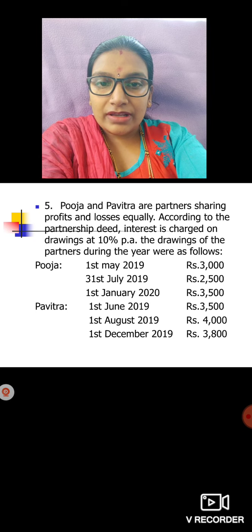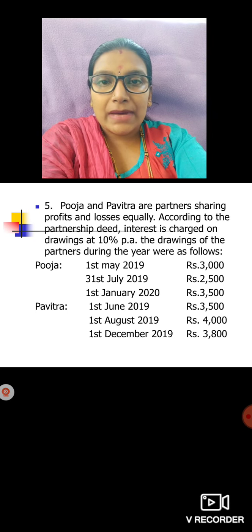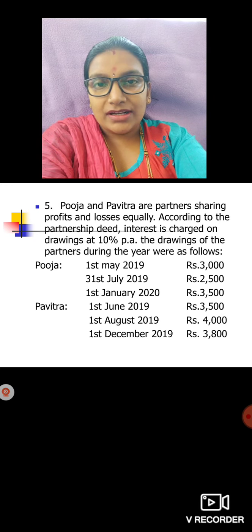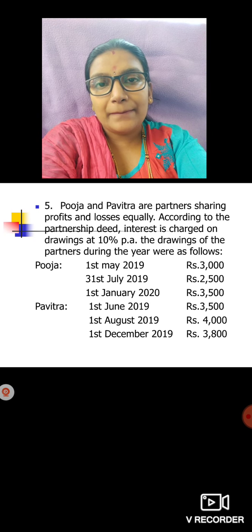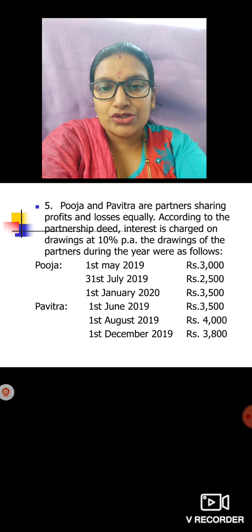Pavitra's first withdrawal is on 1st of June. 1st June means you should count from June to March. June to March means how many months will you get? 10 months. June, July, August, September, October, November, December, January, February, and March. Okay, so you'll get 10 months. 10 into 3500 you're going to do.